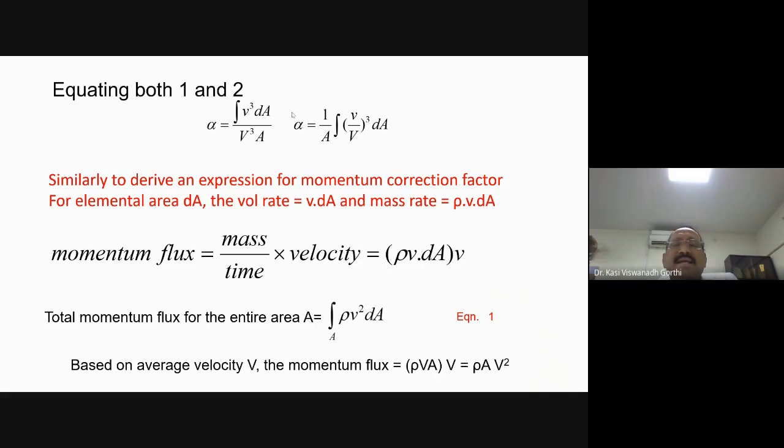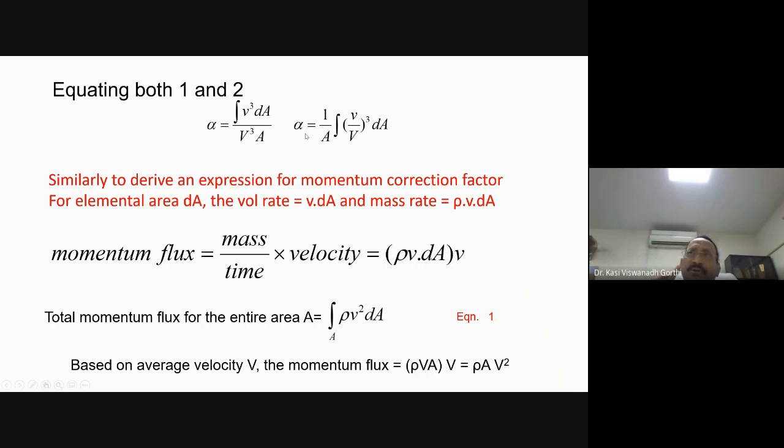Alpha is the kinetic energy correction factor. This kinetic energy correction factor will be computed using the same formula: 1 by A integral of (small v by capital V) whole cube into dA. This must have been derived at your fluid mechanics level also. But I'm taking this independently, as if you have not heard of the KE correction factor alpha or the momentum correction factor beta. As if you have not heard, I'm deriving the equations. Those who have already derived alpha and beta earlier must have noticed that the same procedure has been followed here also.